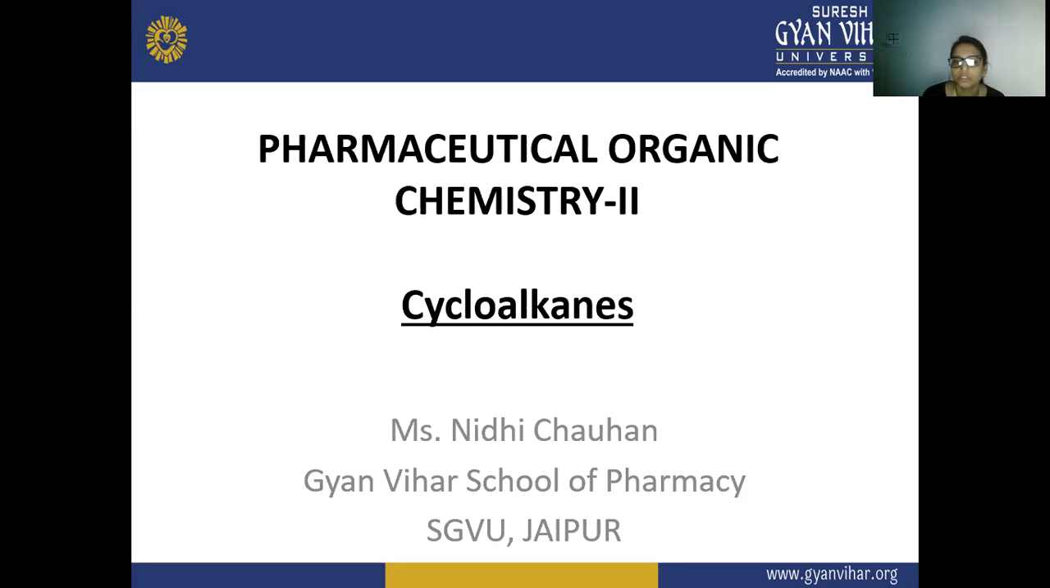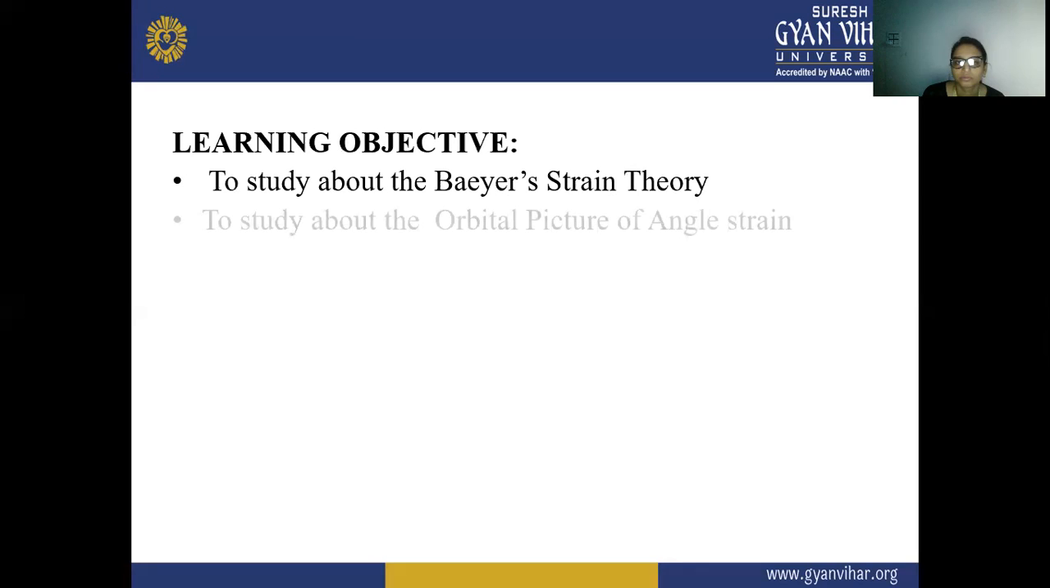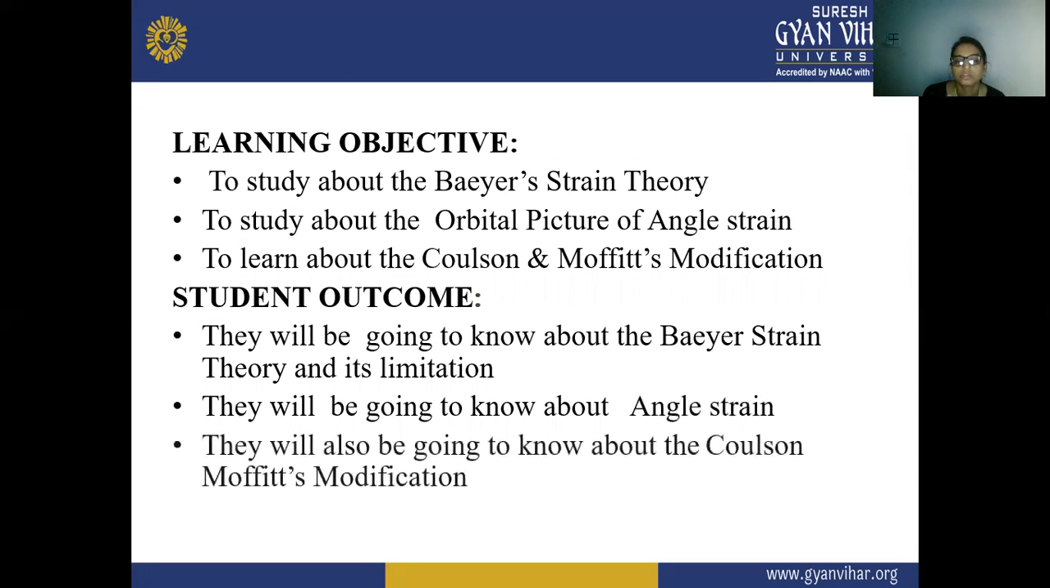So today we are going to discuss the topic of cycloalkanes, which comes in Pharmaceutical Organic Chemistry II, in the fifth unit. Today's learning objective is to study the Bayer strain theory, the orbital picture of angle strain, and the Coulson and Moffitt modification. The student outcome is that they will know about the Bayer strain theory and its limitations.